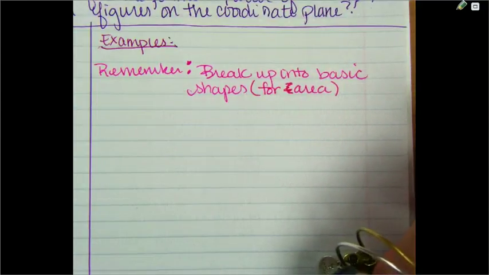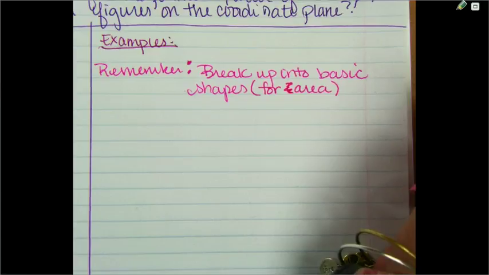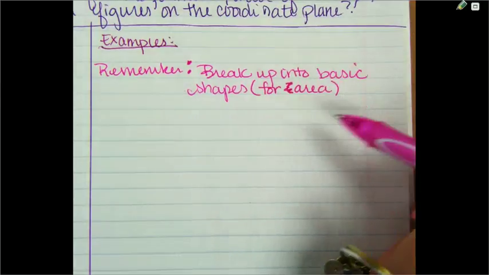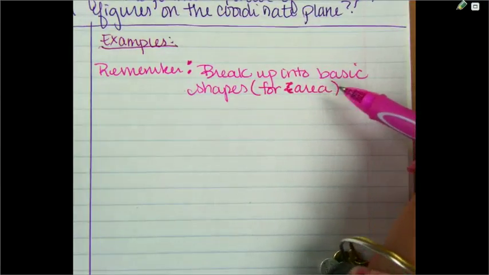Why is it usually just area? Because perimeter you can just count the outside, right? The only time you might need it is if it's Pythagorean theorem, but we don't have to use Pythagorean theorem, we can use distance. You're only allowed to use Pythagorean theorem if you know it's a right triangle, okay? So we're going to break up into basic shapes for area.